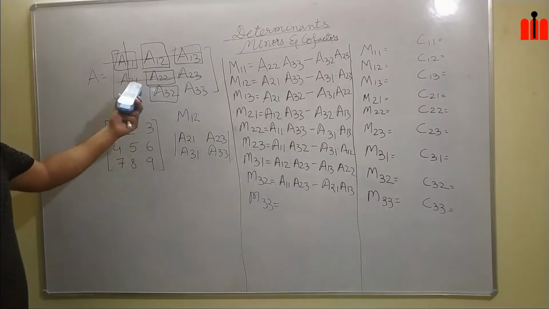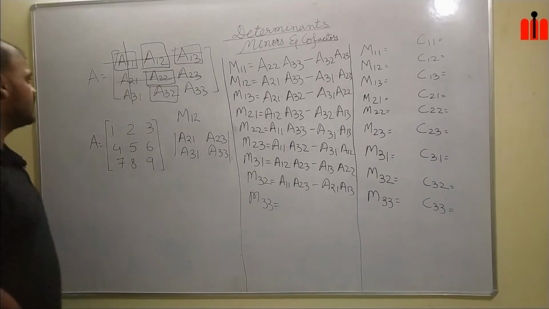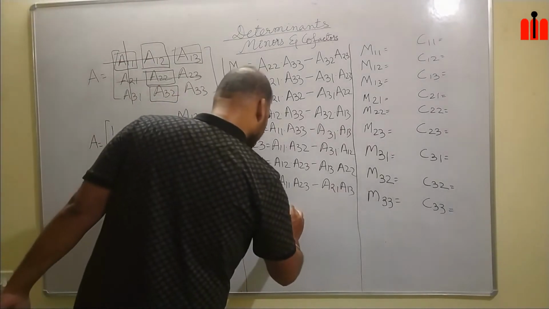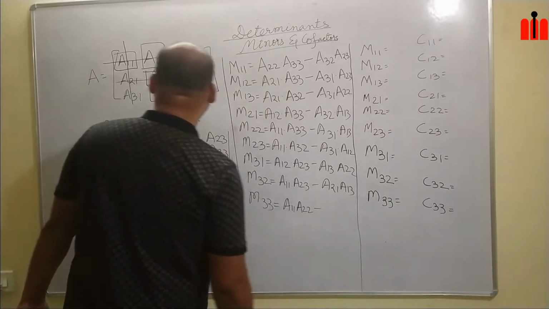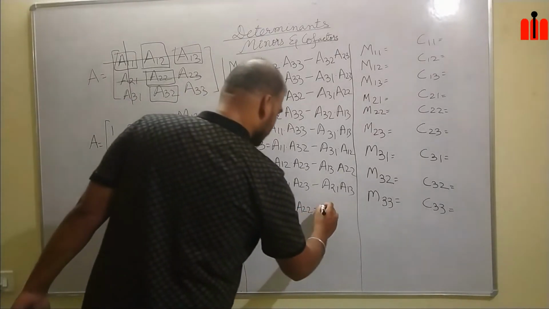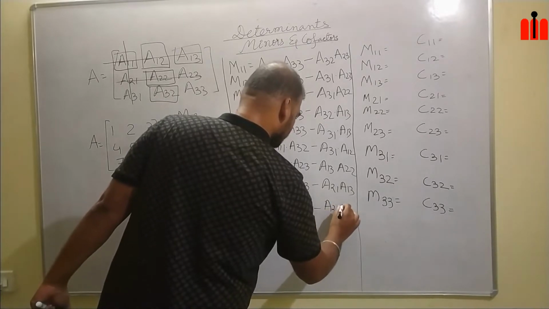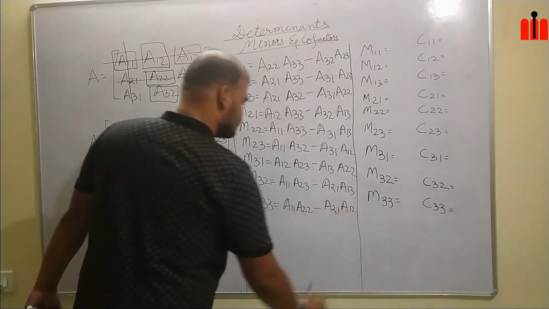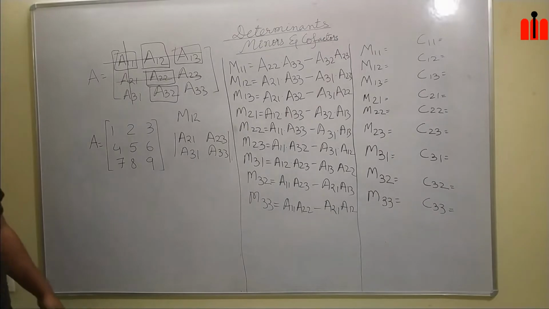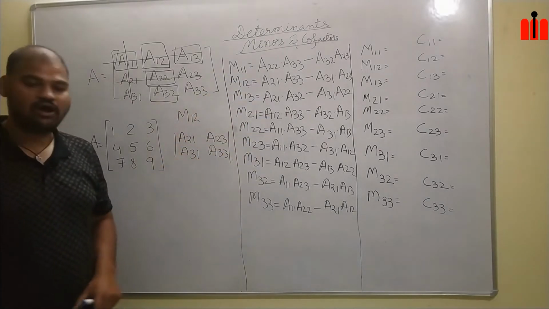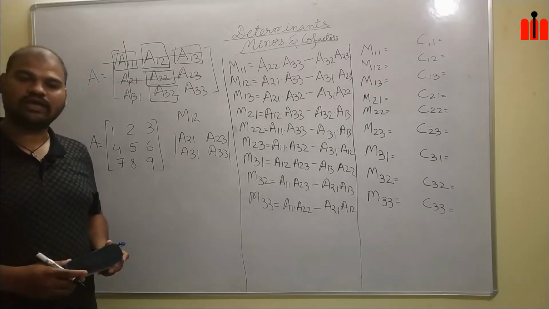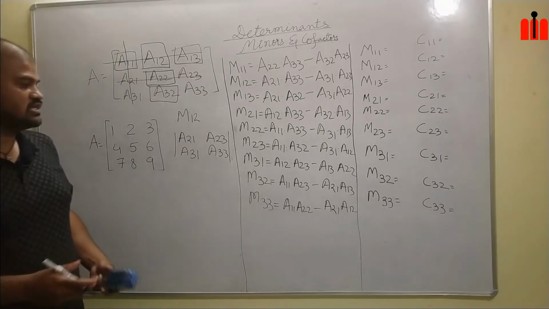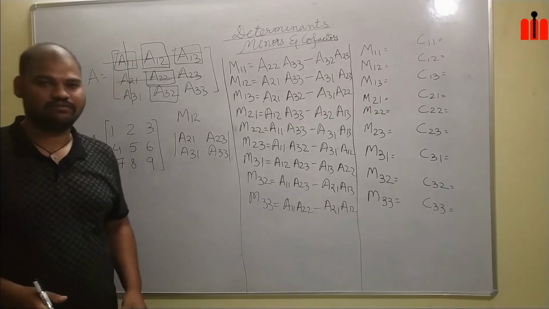M33 will be third row, third column struck off. A11 into A22 minus A21 into A12. Right? So, this is how we will find all our 9 minors. Okay, understood? So, this is how we will find our 9 minors.